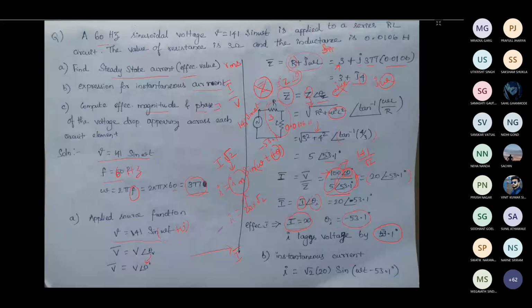Then the V phasor, that is the voltage across the resistor. Actually we did not find it. We have the current phasor. If you have the current phasor, you just multiply with the resistance value. The resistance value is 3 ohm, so we'll be getting some value. So you note down one point here. I phasor is given by 20 angle minus 53.1 degree. And the voltage across the resistor will be given by I phasor into R. So the R is 3 ohm. So VR phasor is equal to 60 angle minus 53.1 degree.